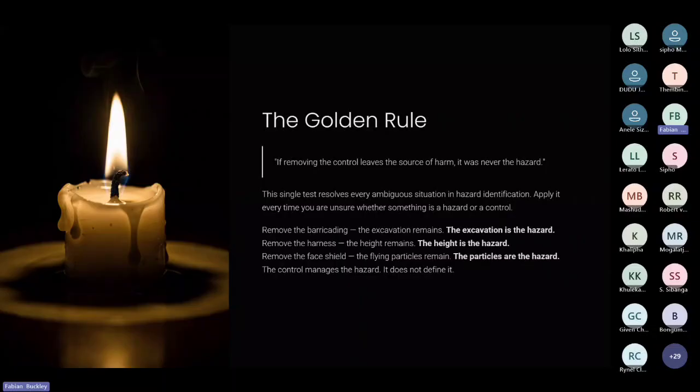The gravity is the hazard. Remove the face shield, the flying particles remain. The particles are the hazard. The control manages the hazard. It does not define it.